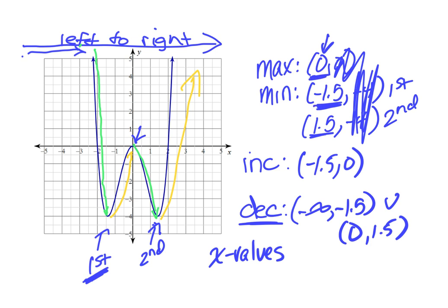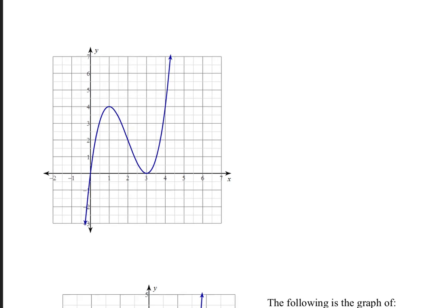And then the second time we do this, the other yellow starts at the second minimum and goes to positive infinity. So the second minimum is positive 1.5 to infinity. And that's it. That's all we got. So all we have to do is practice that a few times.